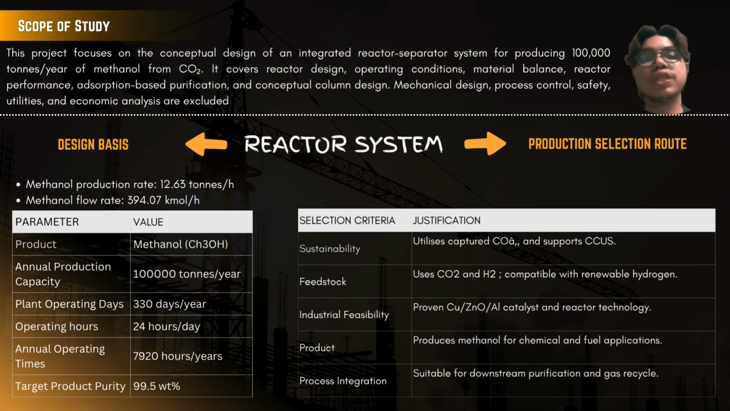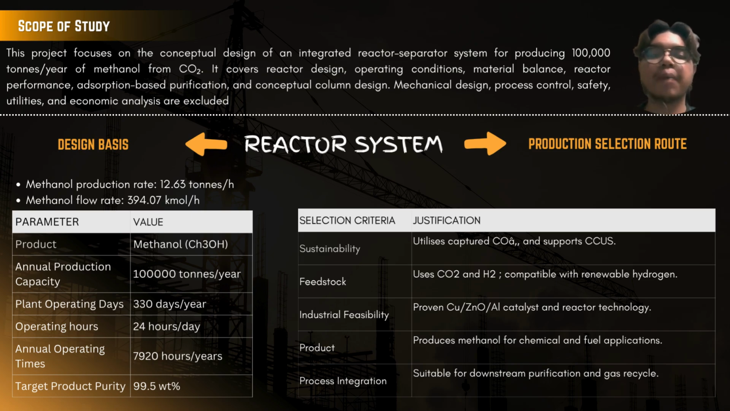Alright, moving on to our scope of study. So for this design, we strictly focus on the conceptual reactor separator system, specifically covering the reactor sizing, material balance, and absorption column design, but we exclude the detailed mechanical and economic analysis. So for the design basis, the plant basically operates around 330 days per year to reach the annual targets of 100,000 tons per year, in which this translates to the hourly production of 12.63 tons per hour, or in other words, 394.07 kilowatt per hour, with the target purity of 99.5%.